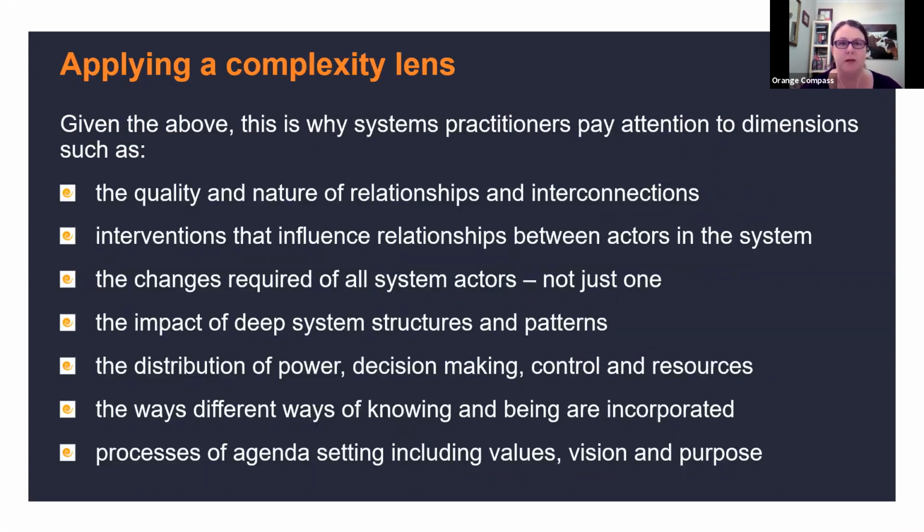When it comes to applying a complexity lens, this is why we pay so much attention to different dimensions that otherwise might sound a bit fluffy or intangible, but in actual fact, they're really important. So the quality and nature of relationships and interconnections, the interventions that influence these relationships, the changes required of all system actors. So particularly when we're talking about systems change, it can't just be someone else over there has to do something different, but not me.